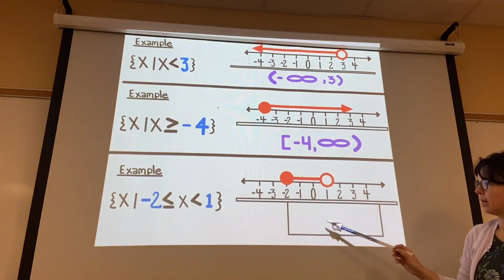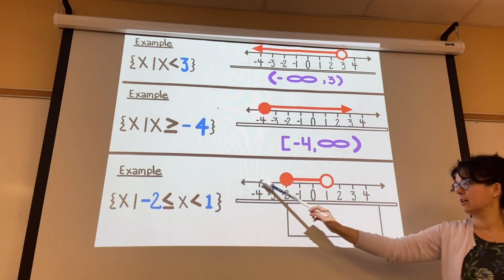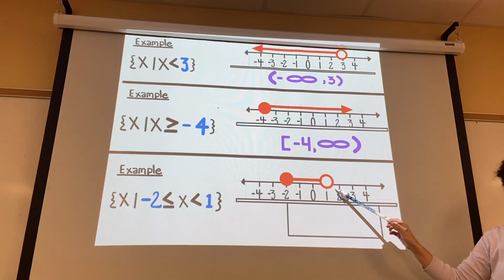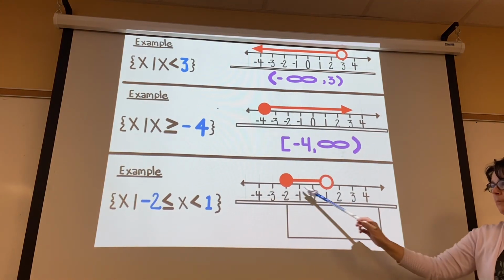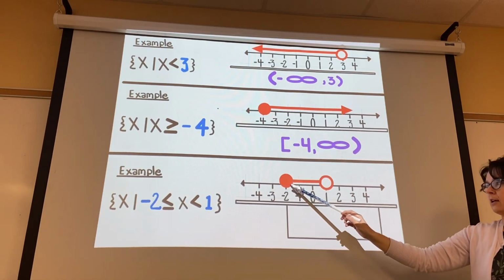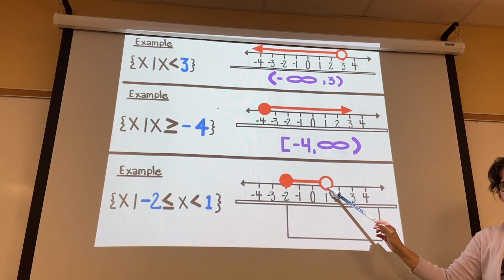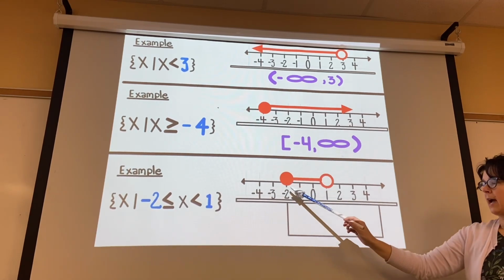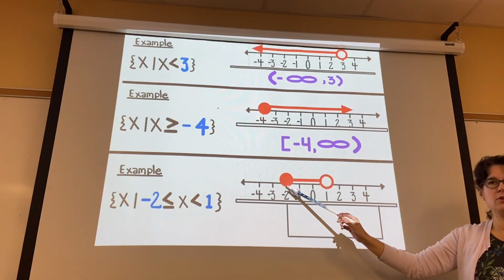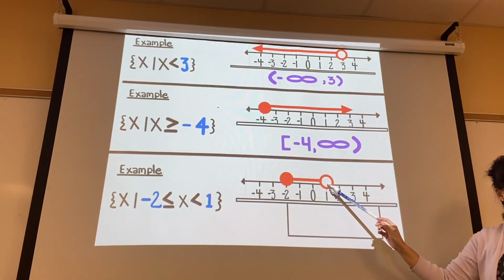Okay, so the last one, reading from left to right, it's going to be from -2 through 1. And because it's a closed dot, it's a bracket. And because it's an open dot, it's a parenthesis. So we're going to have bracket -2 through 1 parenthesis.